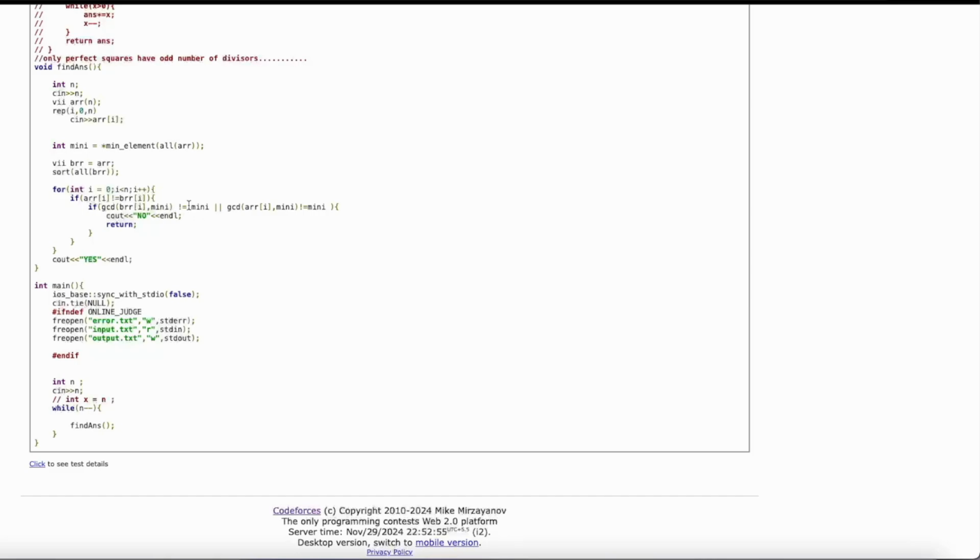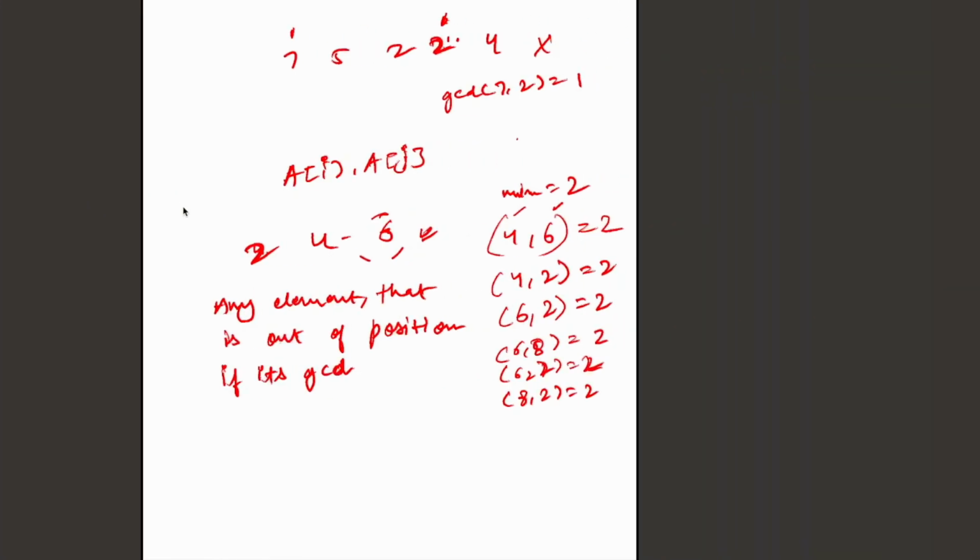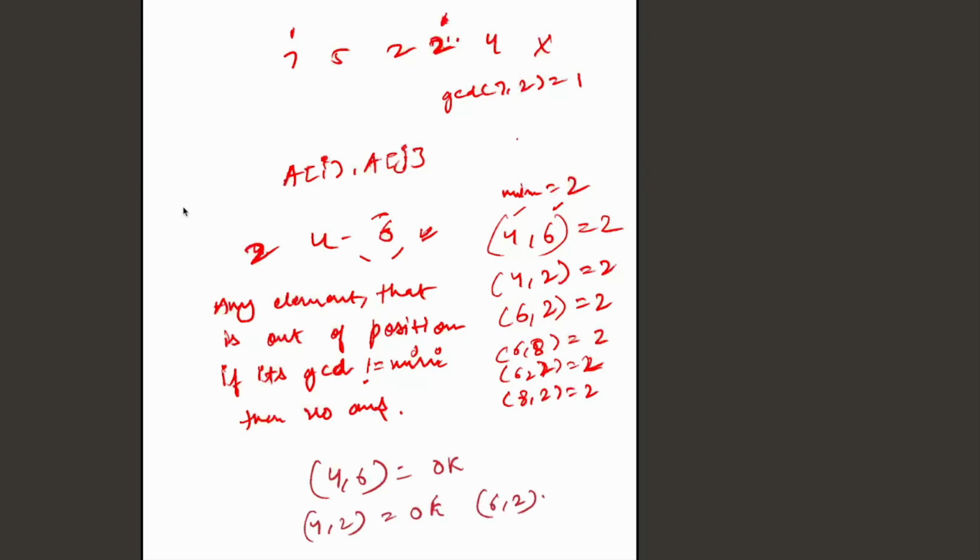If its GCD is not equal to mini, then no answer. That is the main solution of this question. For example, if we were to take 4 and 6, this is an okay pair, and if we were to take the GCD of 4 and 2, it is also okay, and 6 and 2 is also okay. So our theory stands.